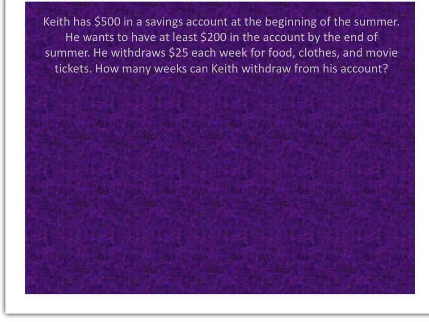In our second problem, let's see what Keith's got going on here. It says Keith has $500 in a savings account at the beginning of the summer. He wants to have at least $200 in the account by the end of summer. He withdraws $25 each week for food, clothes, and movie tickets. How many weeks can Keith withdraw from his account? So, he is starting with $500. That's important information. He wants to have at least $200 in the account by the end of the summer.